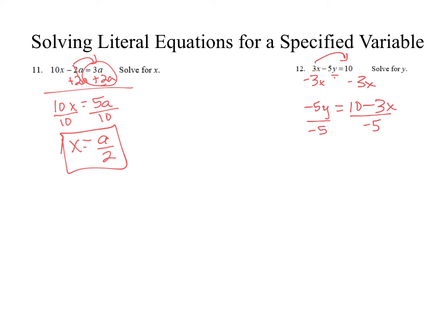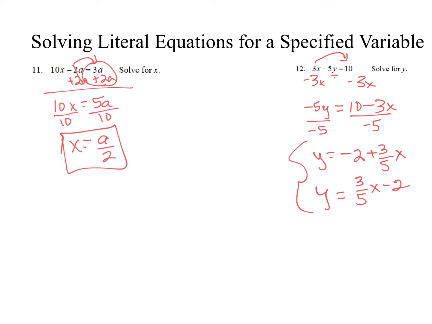Now there's a couple of different things we can do here, but typically what happens is we're going to divide that -5 by both of these terms. So 10 divided by -5 is -2. And then -3x divided by -5 is positive 3/5 x. So I could write it that way. Or if you're like me and I don't like negatives in front, I'm going to flip that around and write it that way. Okay, so that's two ways, either one of these is correct.